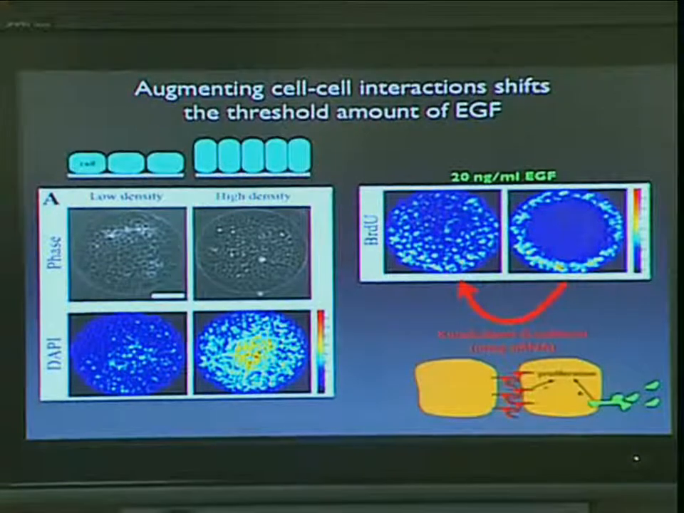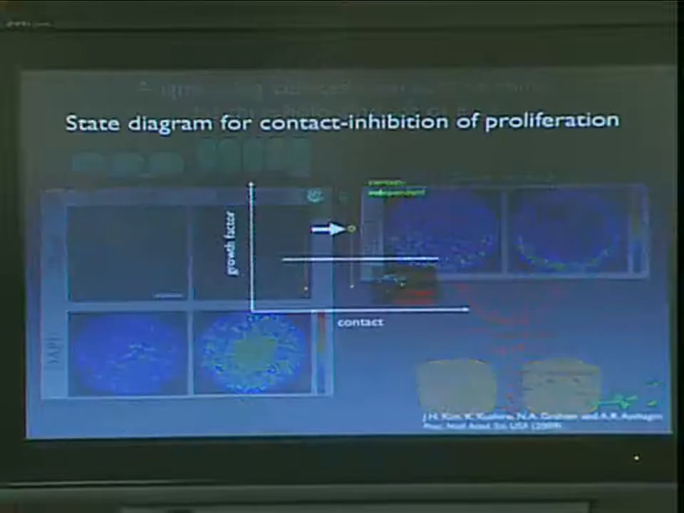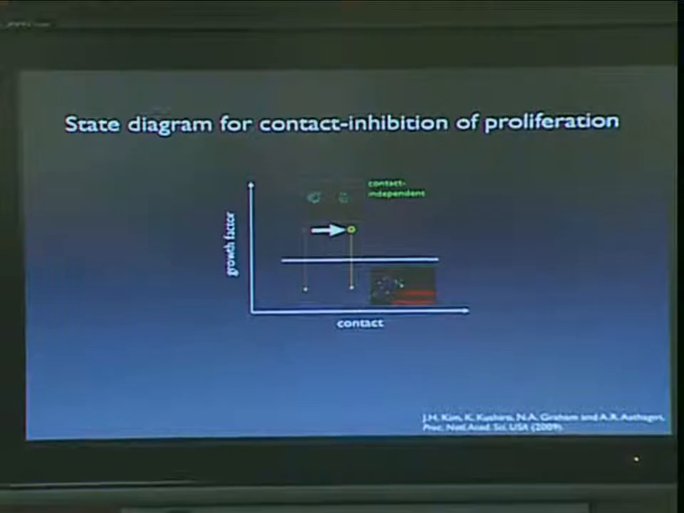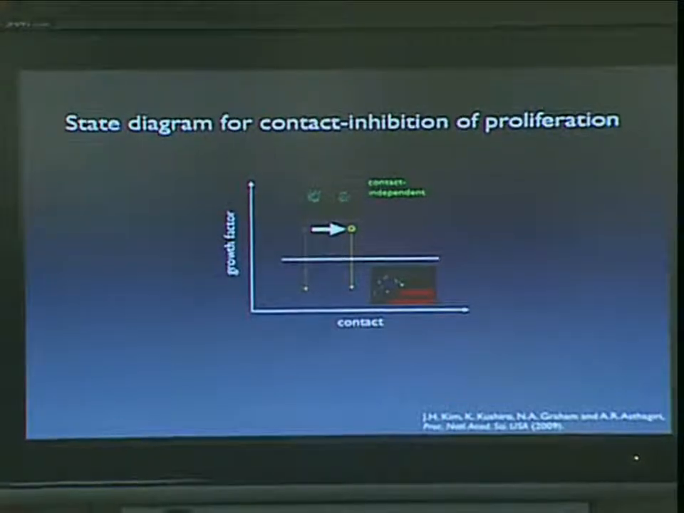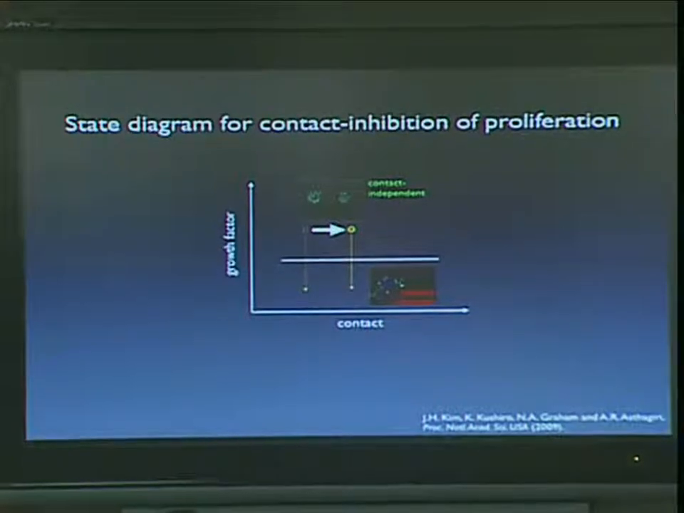So this led us to a simple sort of state diagram representation for how cells are of the two states that the cells can exist in, either a contact-independent mode of division where all cells in the cluster have a uniform chance of dividing, or a contact-inhibited mode where the division is restricted to the periphery of the cluster.